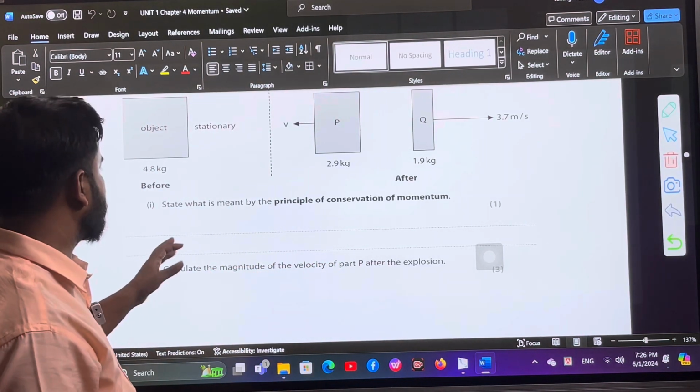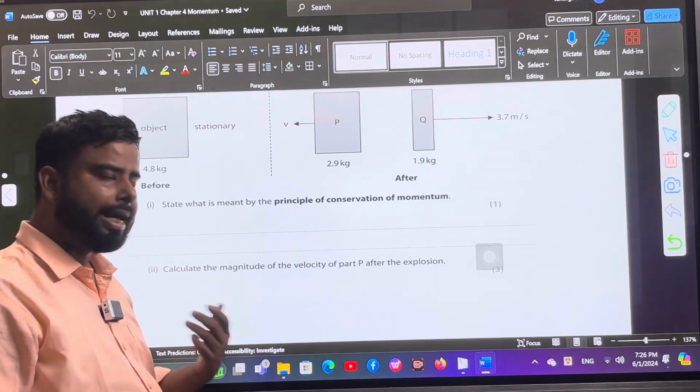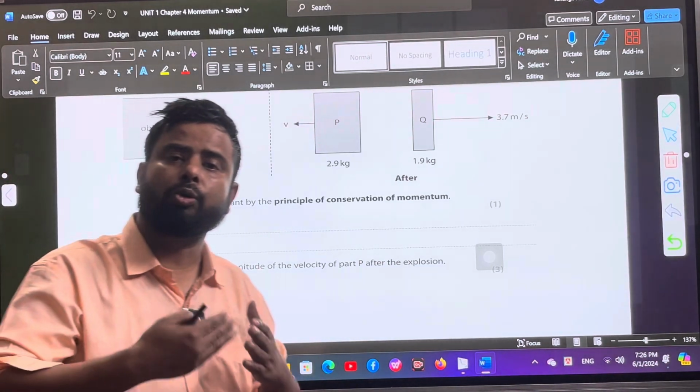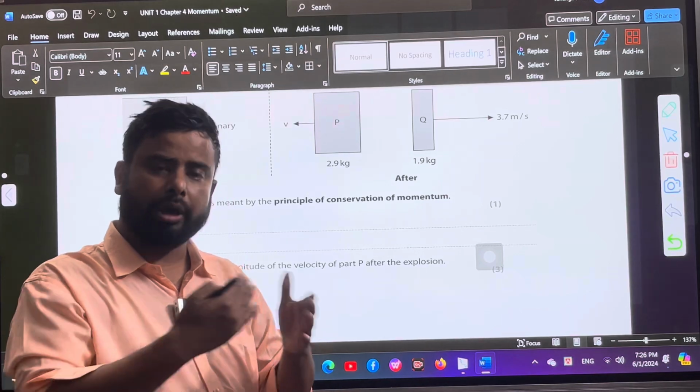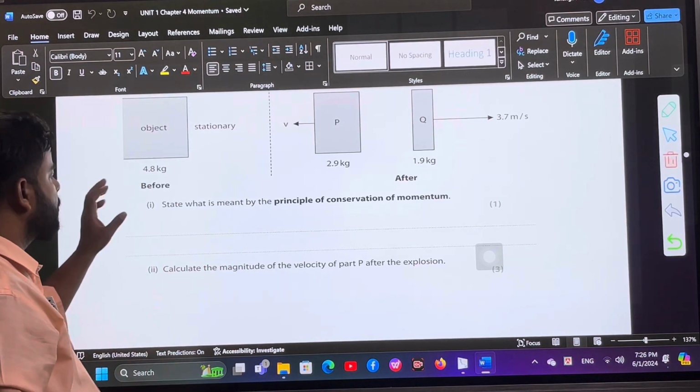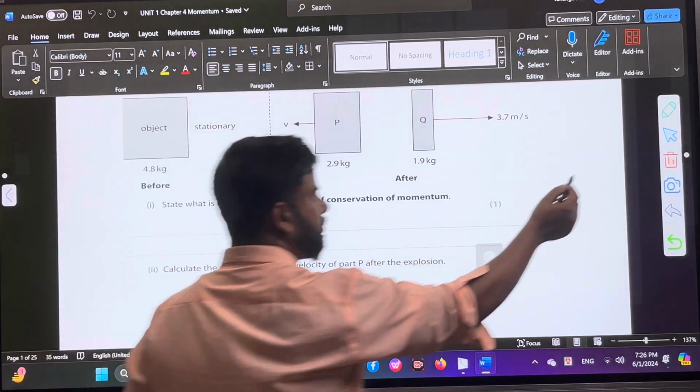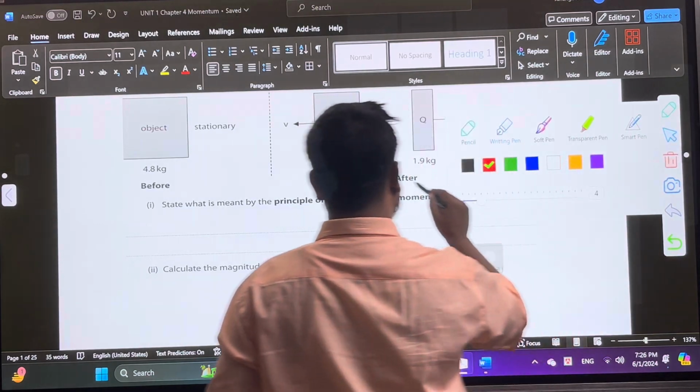So like this, momentum also remains conserved if no external force is acting on the colliding or exploding body. So remember, what is the conservation law of momentum?